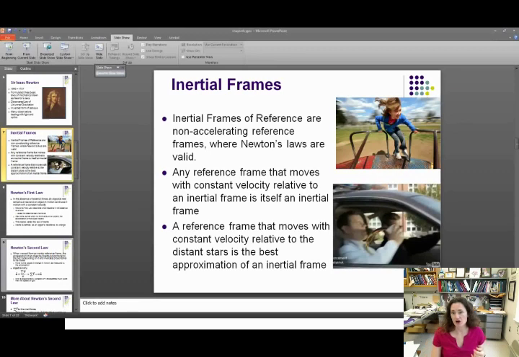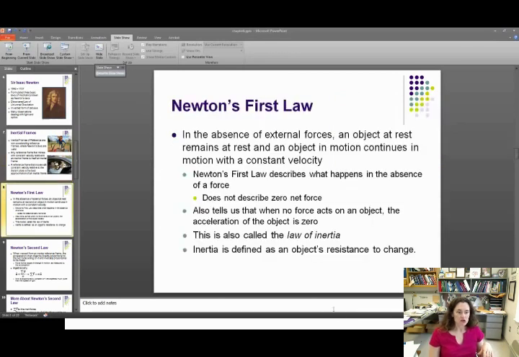This guy in the car is another example. To him, he's just cruising along until something happens. The brakes get slammed on, or the guy speeds up a lot. And then from his perspective, his coffee just miraculously jumps out of the cup and spills all over him. So these are examples of non-inertial frames. For Newton's laws to be valid, they have to be non-accelerating or inertial frames, and then these will work just great. So let's move on to Newton's first law.